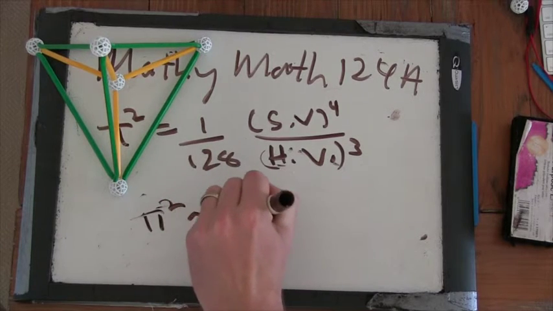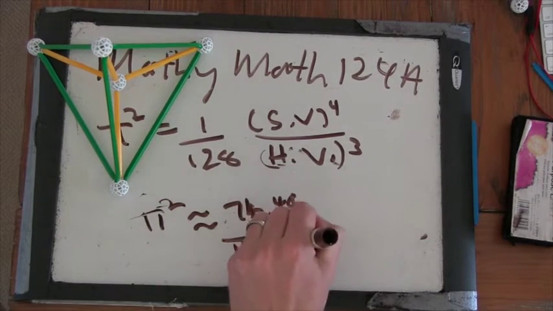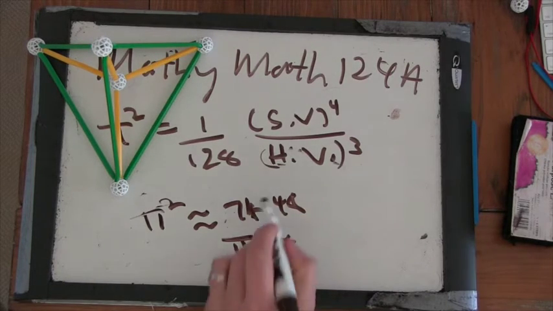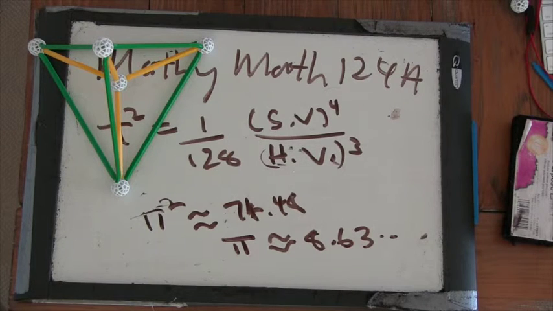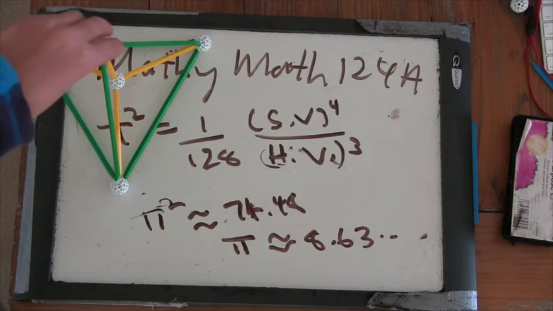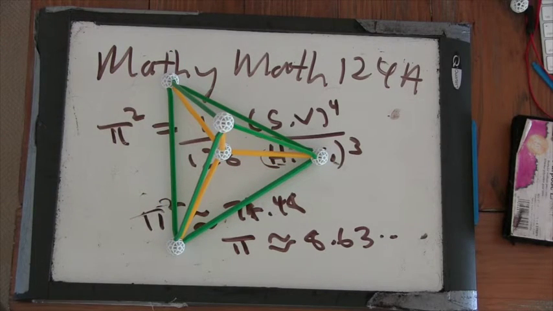Okay. And so, believe it or not, when we do our formula, pi squared is about 74.48, which says pi for a 4-dimensional tetrahedron is about 8.63. So it's not very circular. Yeah, not very circular. Do you think that seems right? Do you think a 4-dimensional tetrahedron or a 5-cell is pretty circular? No. Okay. So we don't expect pi to be all that good. All right, let's move on to the next one.